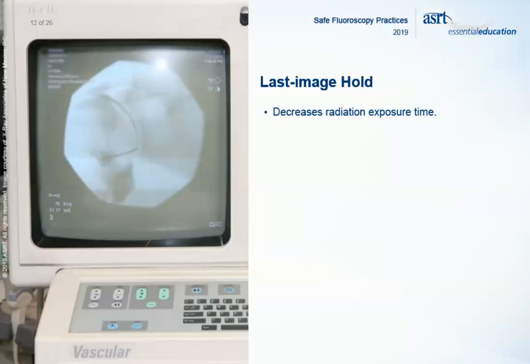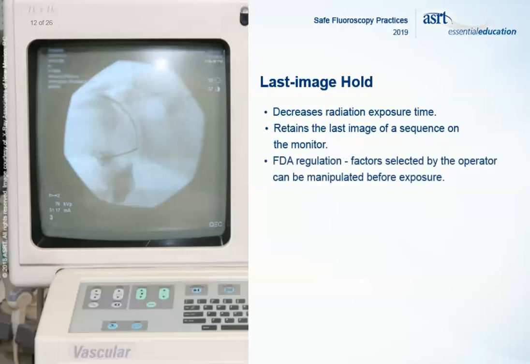One of the simplest ways that an operator can decrease radiation exposure time is by using the last image hold function. Last image hold, or LIH, is an equipment feature that retains the last image of a fluoroscopy sequence on the monitor after the fluoroscopic pedal is released. Prior to the introduction of LIH, fluoroscopic images only appeared on the display monitor while the fluoroscopy pedal was depressed and the patient was irradiated. LIH allows the operator to study the displayed static fluoroscopic image as long as necessary without further irradiation to the patient.